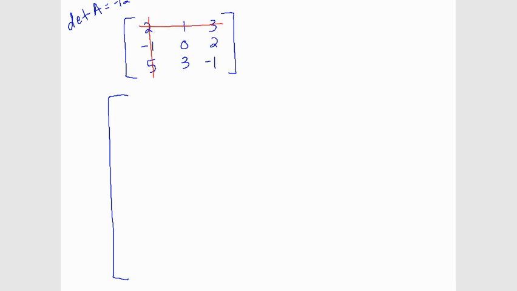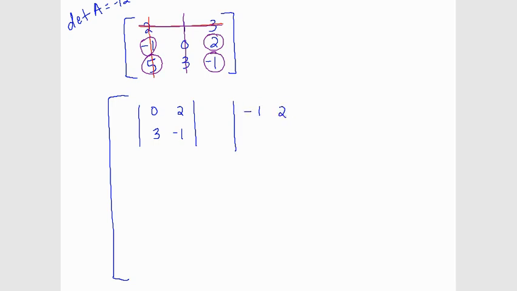And this 0, 2, 3, negative 1, I'm going to set that up as a determinant. So 0, 2, 3, negative 1. Now I'm going to do this row. Sorry, not that one. This one and this one. So that gives me the negative 1, the 2, the 5, and the negative 1. So that'll be a 2 by 2 determinant: negative 1, 2, 5, and negative 1.